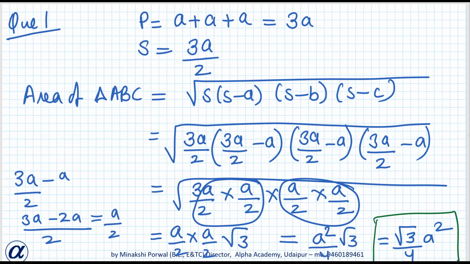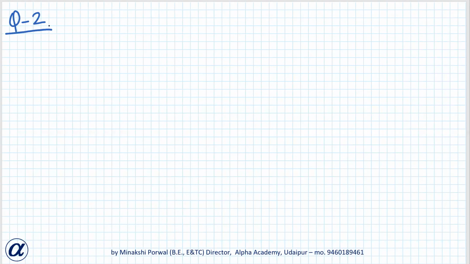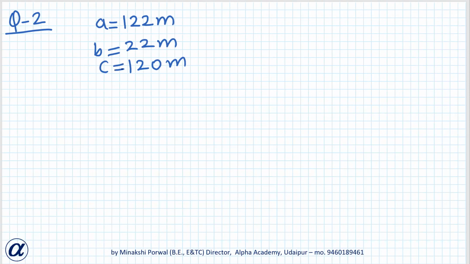This one. A triangular wall of a flyover has been used for advertisement. The sides of the walls are 122 meter, 22 meter and 120 meter. So basically a triangular wall is there and sides are given 122 meter, 22 meter and 120 meter. These are actually a, b and c. The advertisement yields an earning of rupees 5,000 per meter square per year. A company hired one of its walls for 3 months. How much rent did it pay?